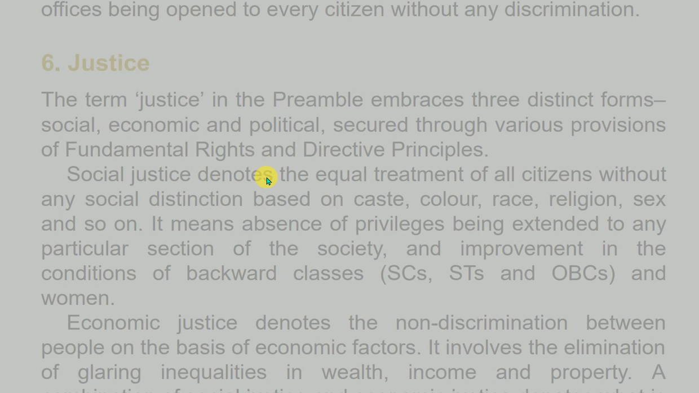6. Justice. The term justice in the preamble embraces three distinct forms: social, economic and political, secured through various provisions of fundamental rights and directive principles. Social justice denotes the equal treatment of all citizens without any social distinction based on caste, color, race, religion, sex and so on. It means absence of privileges being extended to any particular section of the society, and improvement in the conditions of backward classes, SCs, STs and OBCs, and women.